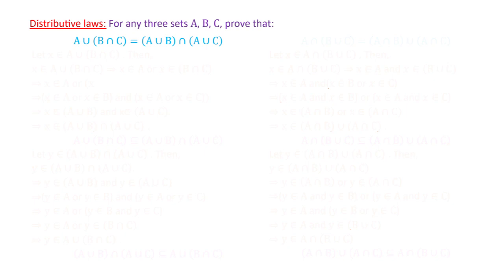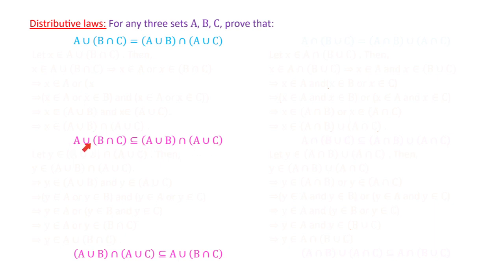So again, to prove this result, we are going to prove two things. One is that A union B intersection C is a subset of A union B intersection A union C. And second, we are going to prove that A union B intersection A union C is a subset of A union B intersection C. We are going to prove these two results. Then by combining these two results, we will obtain the equality.